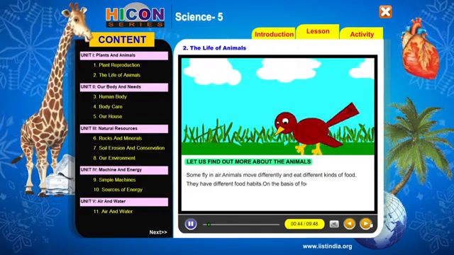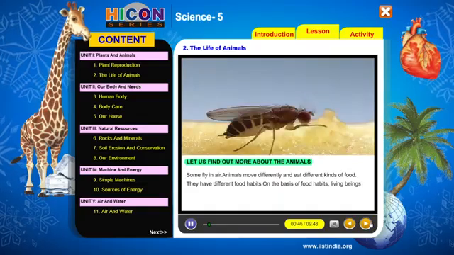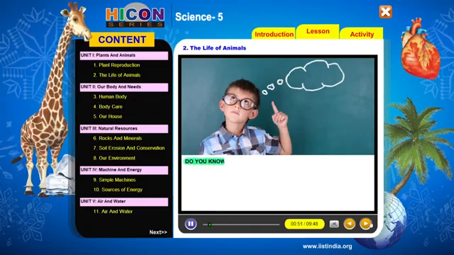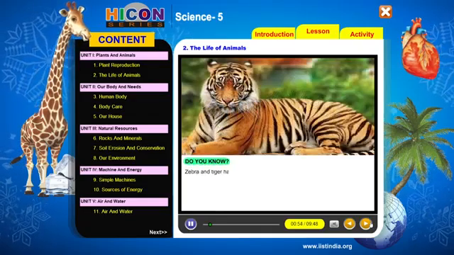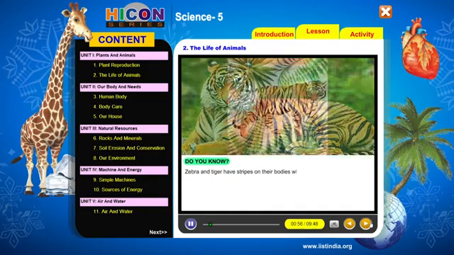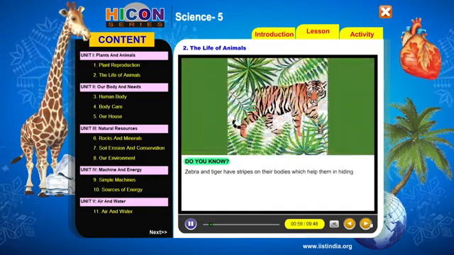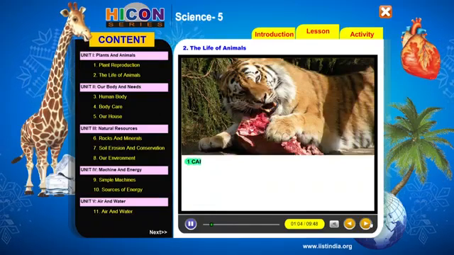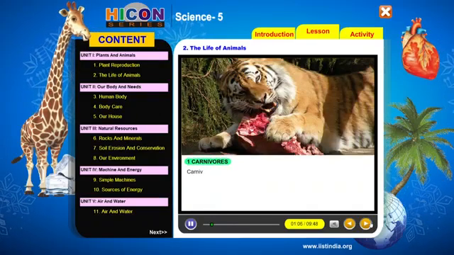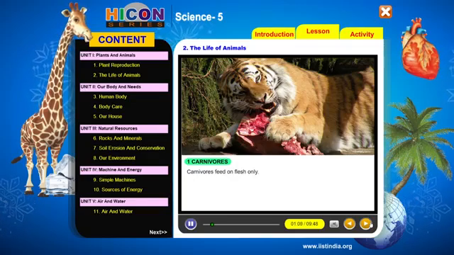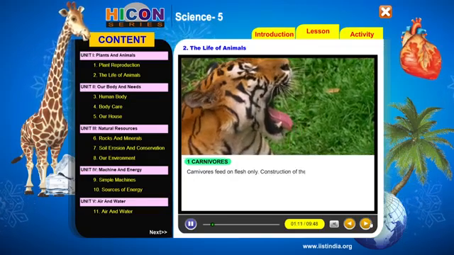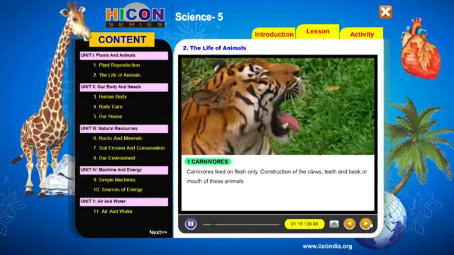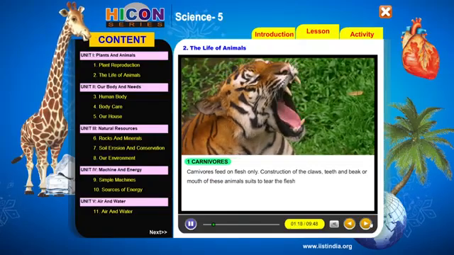On the basis of food habits, living beings can be classified into following classes. Do you know, zebra and tiger have stripes on their bodies which help them in hiding behind the long grass and plants. 1. Carnivorous. Carnivorous feed on flesh only. Construction of the claws, teeth, and beak or mouth of these animals suits to tear the flesh.